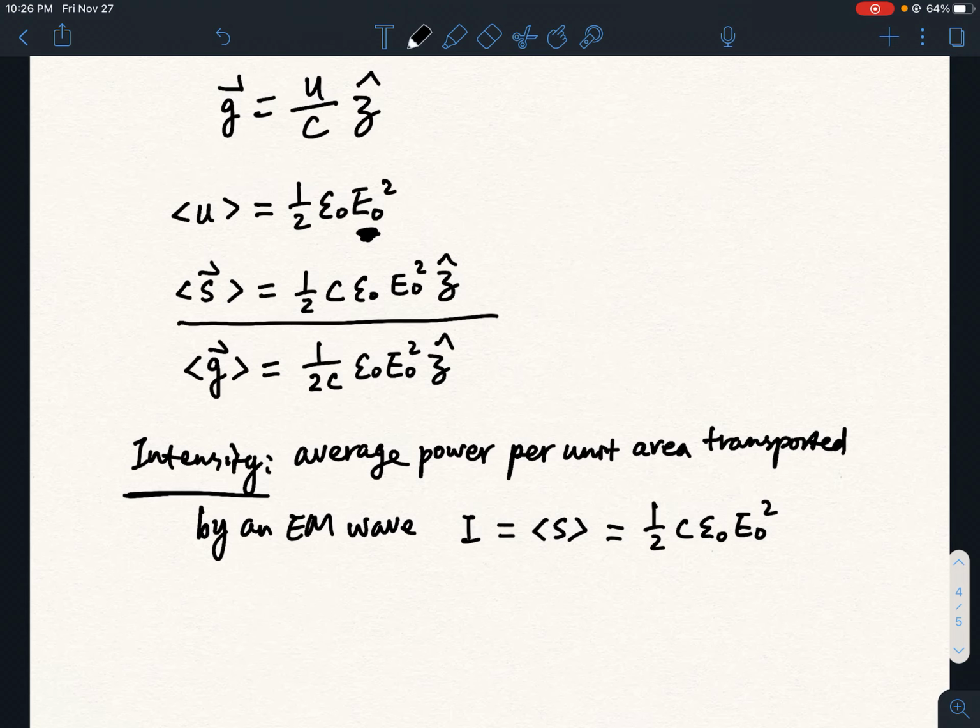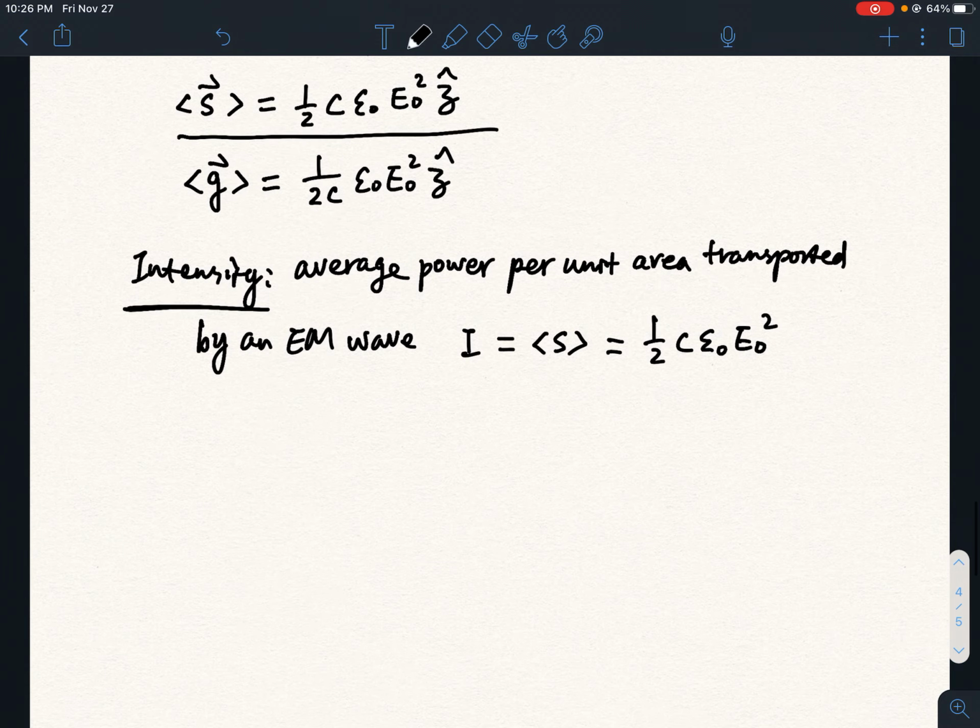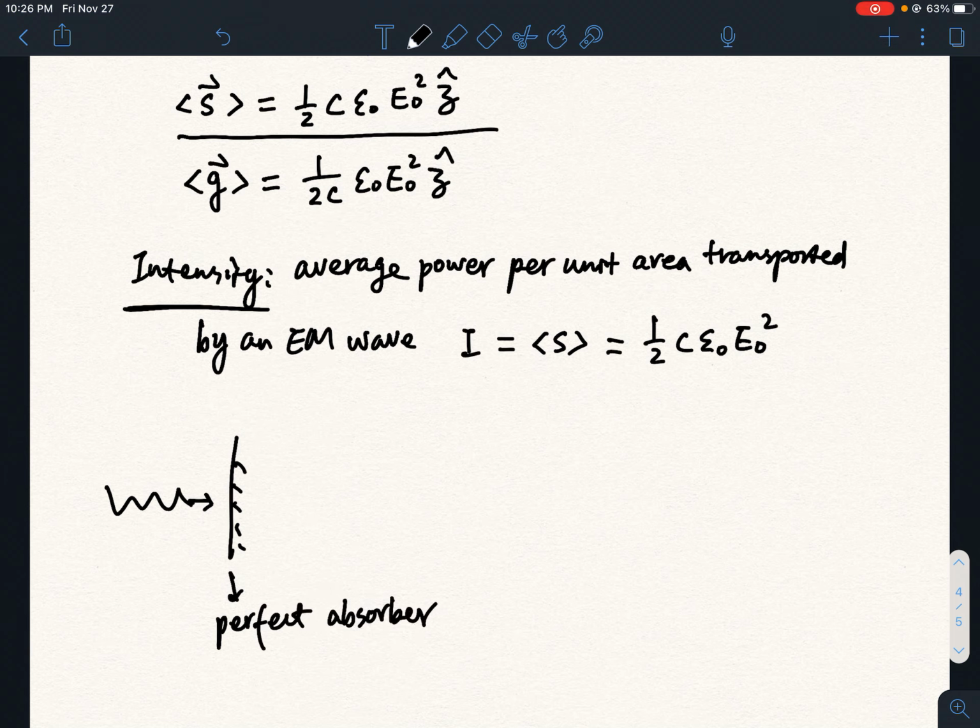Now let us assume that we have a surface here. We have light that hits this surface, and let us assume this is a perfect absorber, so the light is absorbed. When the light hits this wall, it delivers its momentum to this surface, and we can calculate that. This is what we call the light pressure, or radiation pressure.